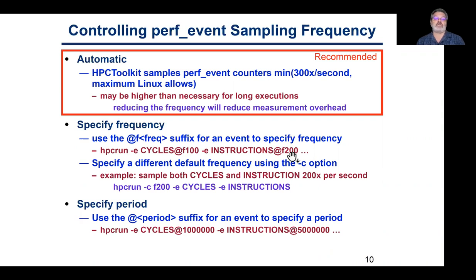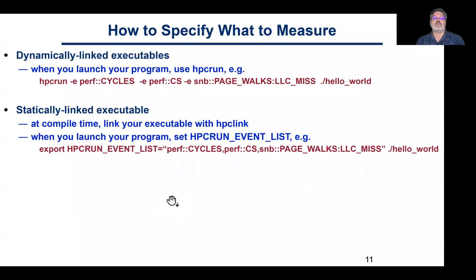And then if I want to change the default frequency for a couple of things I'm monitoring, then there's an option for that too, using this dash C option. So if you look in our HPC Toolkit manual, there's a longer discussion of some of this. In order to measure dynamically linked executables, when you launch your program, you can just specify a bunch of perf things I want to measure: cycles, context switches, page walk, last level cache misses.